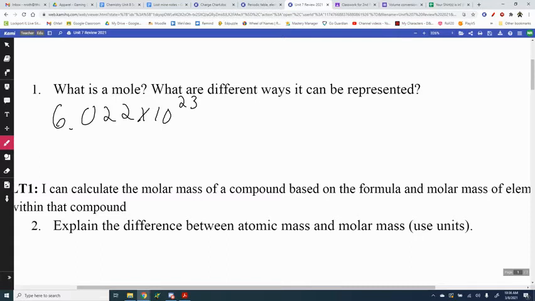So, this enormously big number, we use this to count atoms and molecules because atoms and molecules are ridiculously small. And that's why we need a ridiculously big number to count them. So that is the long and short of what a mole is.